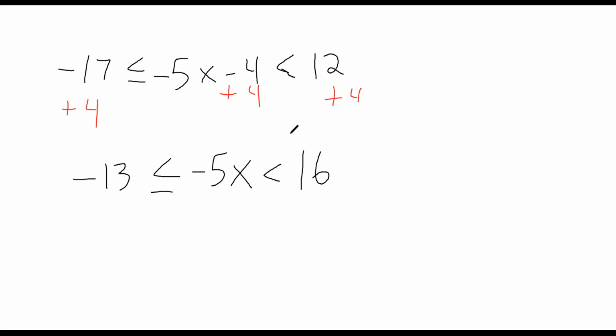Now, what would you naturally think to do next? Well, we want to isolate x, and we want to isolate it in the middle there. So it's almost done, but we also need to get rid of what? Right, we're going to divide all 3 sides by negative 5.